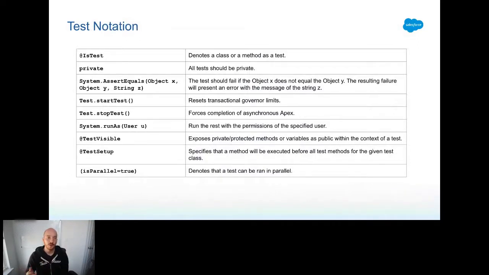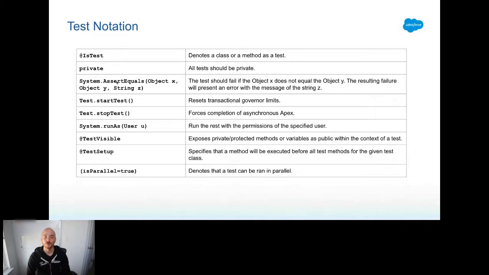So some things about test notation. You can look these up on Salesforce. This is well documented, but these are some things that are going to be important as you read tests, or if you're a beginner, these are going to be important pieces of notation to know. The @isTest annotation denotes that a method or a class is a test method or class. Private. By default, all tests should be private unless they're like a test utility. So by private, I mean even at the class level. So not only just the methods, but the class itself should be private.